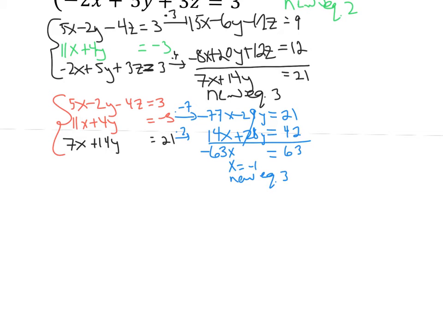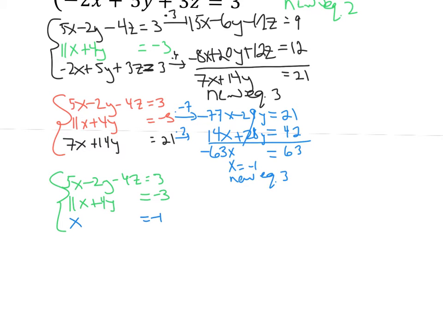So now we're going to rewrite our system. We're going to use the equations 1 and 2 from the previous step. So 5x minus 2y minus 4z equals 3. 11x plus 4y equals negative 3. And our new equation 3, which we just found, x equals negative 1. Notice we have a system now with 3 unknowns, 2 unknowns, and 1 unknown.